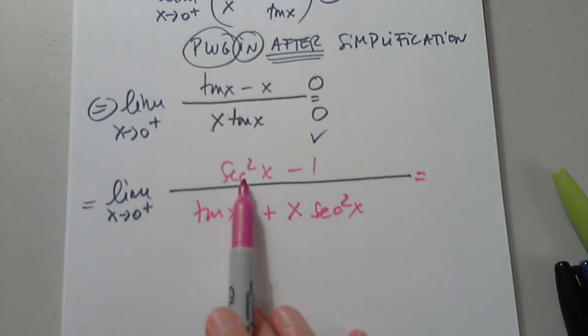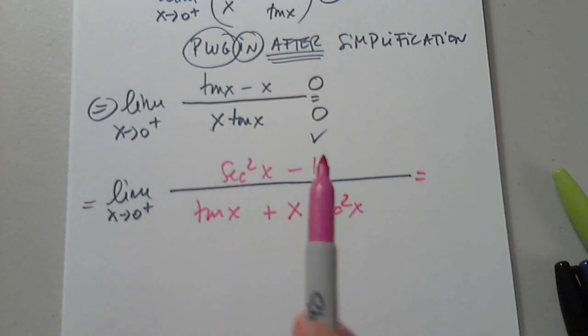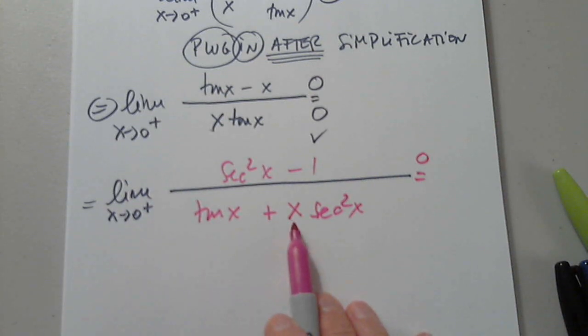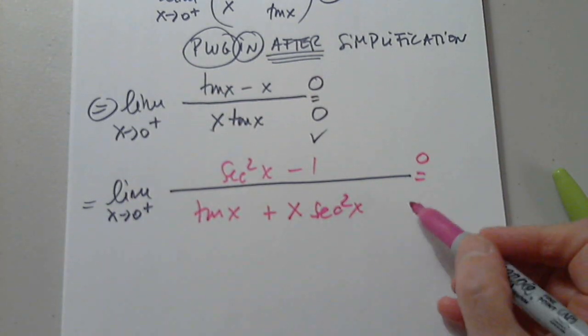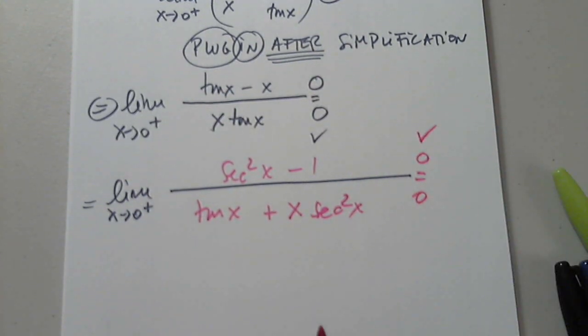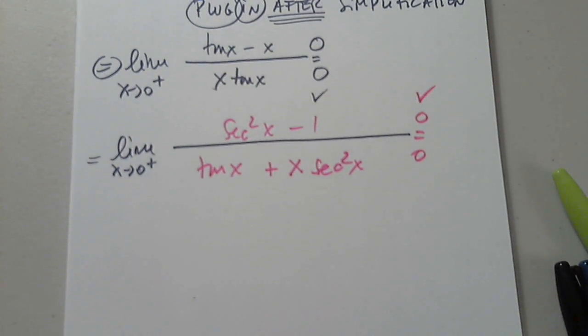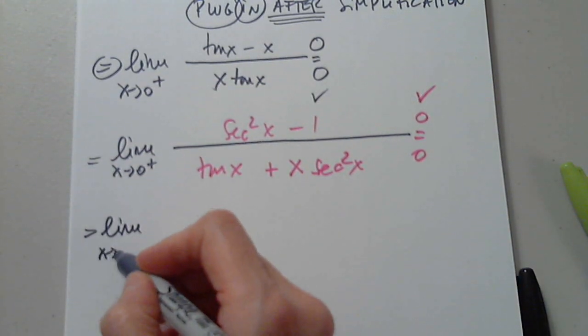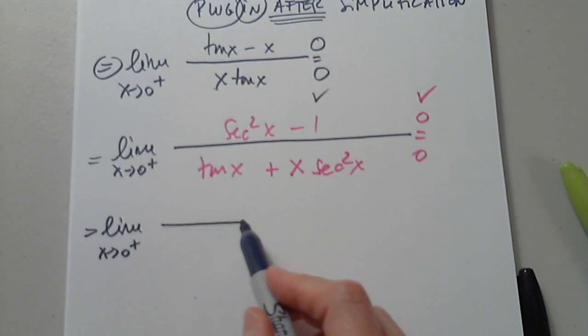Well, when we plug in 0 in secant, it's still 1, and 1 minus 1 is 0. When I plug in 0 here, 0, and 0 times non-zero is still 0. Okay, beautiful. Next step, we do it again. So this is limit as x approaches 0 from the right.